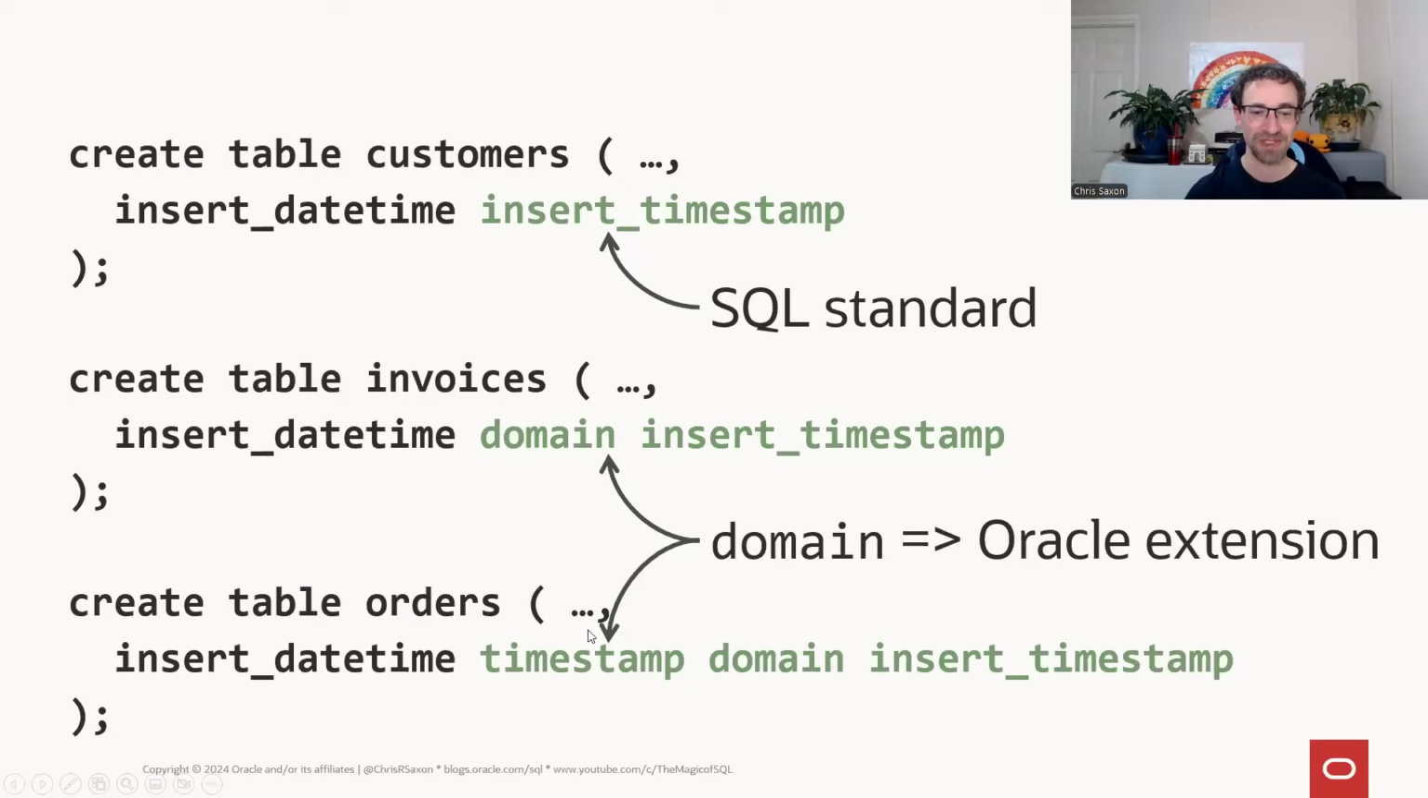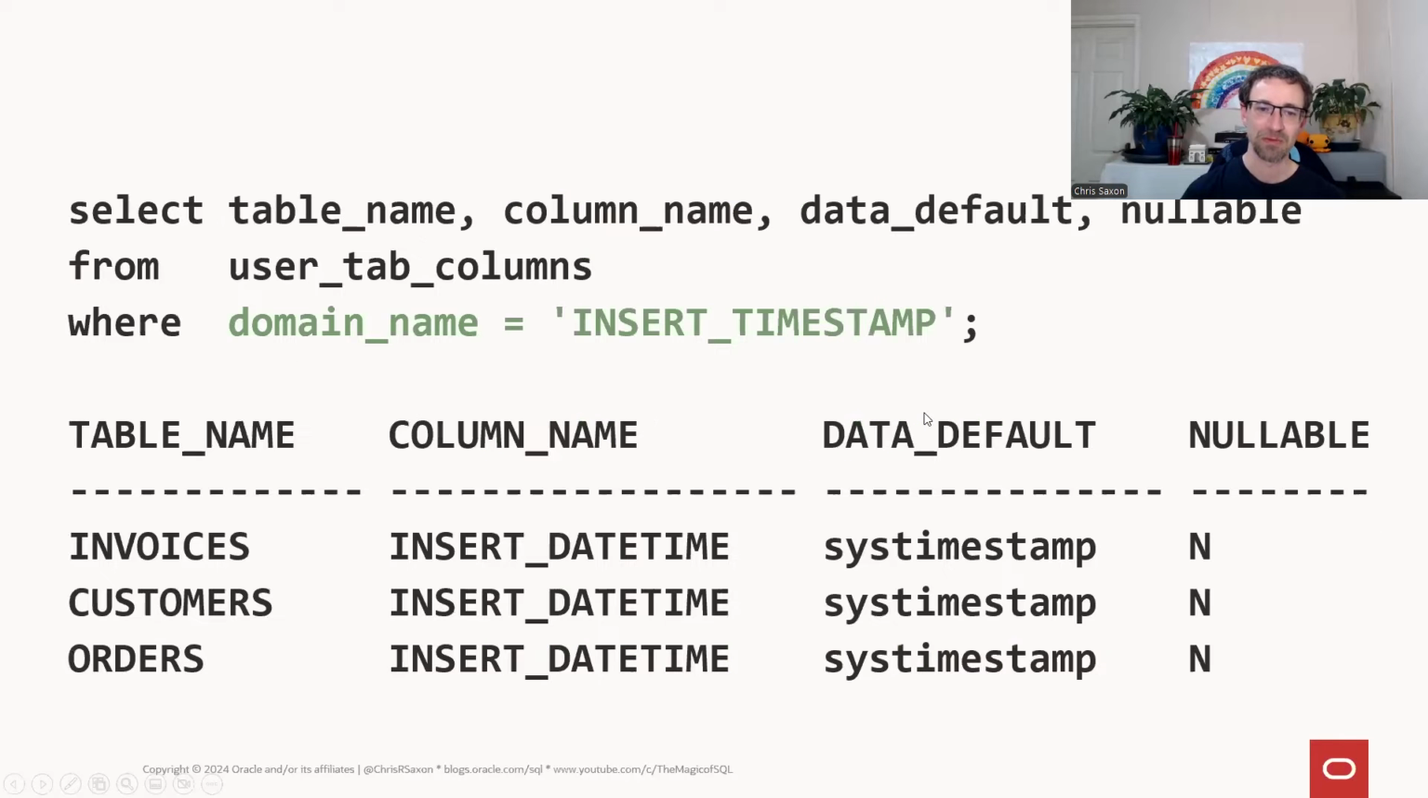In this case, the timestamp data type used here must match the data type for the domain. I'll go into a bit more detail why you might want to do that later, so stay tuned if you're thinking, why on earth would you ever want to do that? Now, because they all use that insert timestamp, they've all got the same data type and they've all inherited those properties from the domain.